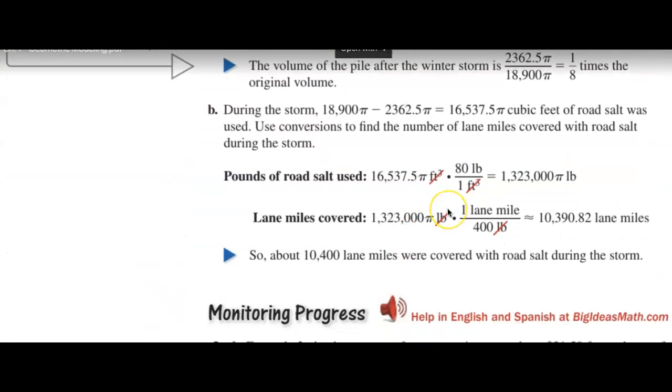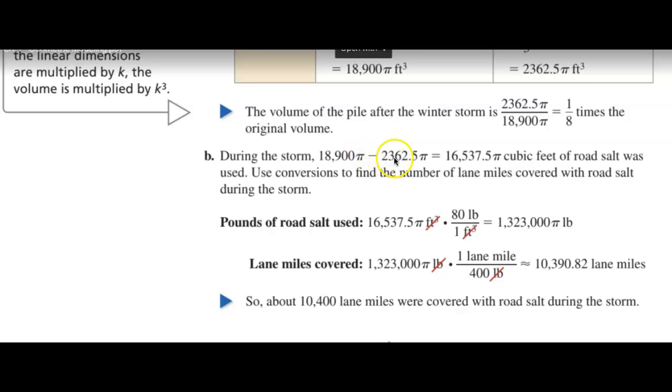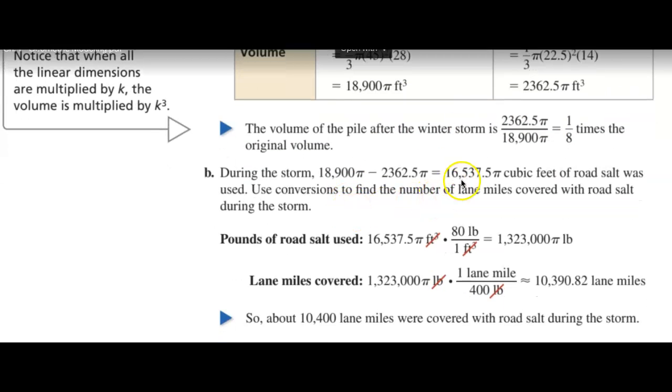So here's the work for B. For B, we take the original volume that we calculated from A, which is 18,900 pi. We subtract the new volume, right? This is the volume after the storm, and we get how much of the salt was actually used for the storm, which was 16,537.5 pi cubic feet.